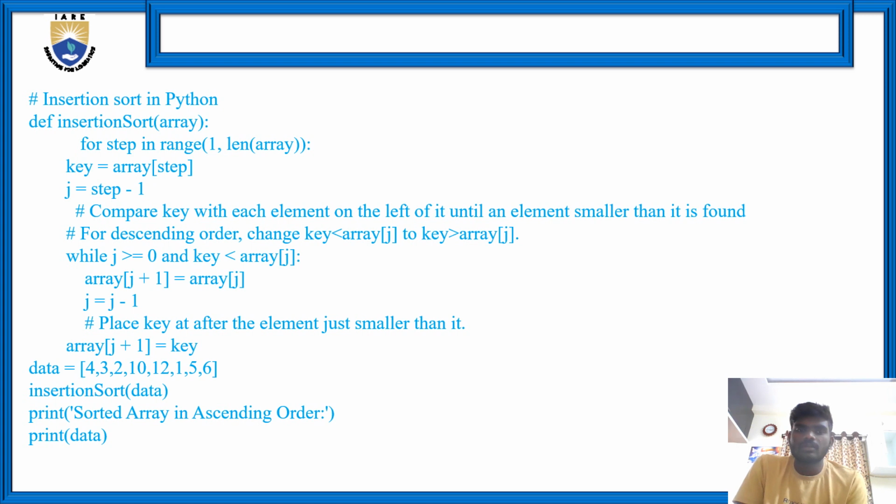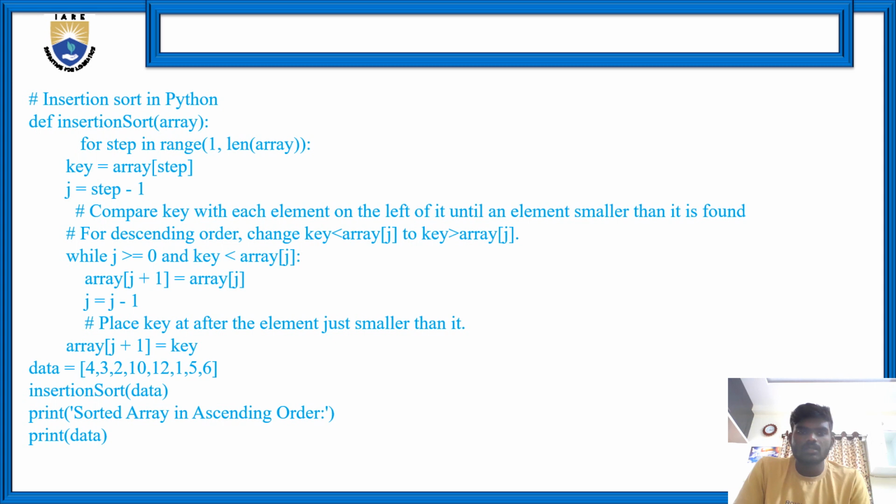So basically, it is an algorithm, I mean, it is a code. Def insertion sort: for step in range 1 comma len of array, key equal to array of step, j equal to step minus 1.